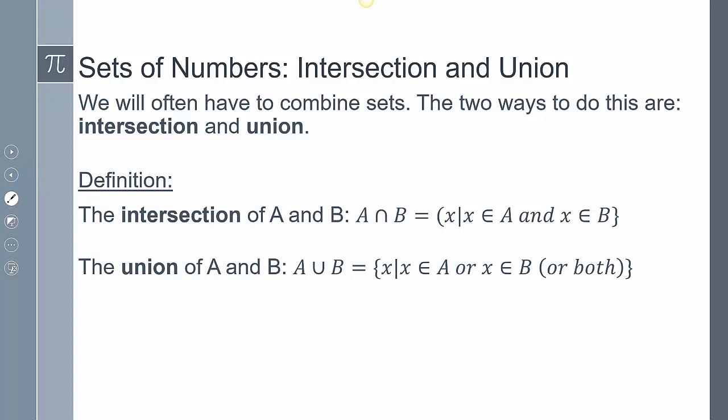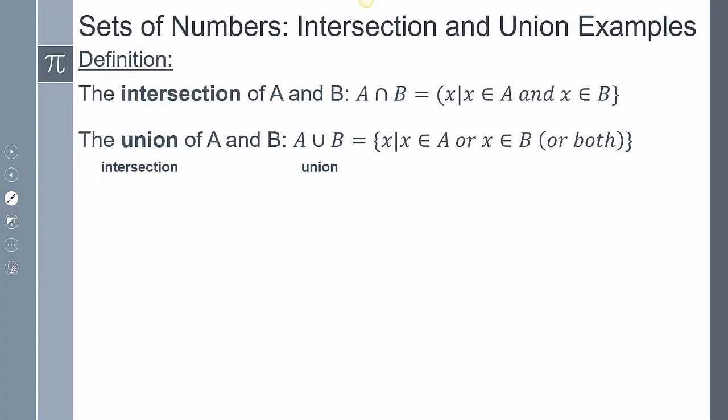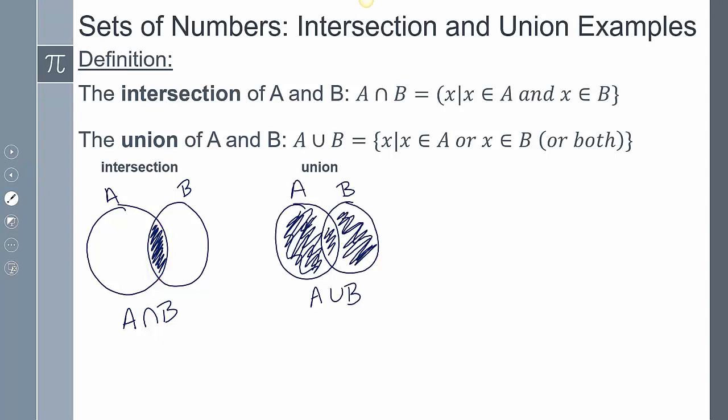Now a visual representation of these, let's take a look at the intersection. If I say that this circle represents all the elements of A and this circle represents all the elements of B, the intersection of those is just going to be what's in both of them. And so that's going to be this region here. The union, we said that it's the elements of A or the elements in B or both of them. So everything's going to be shaded. It's going to be everything in A and everything in B.